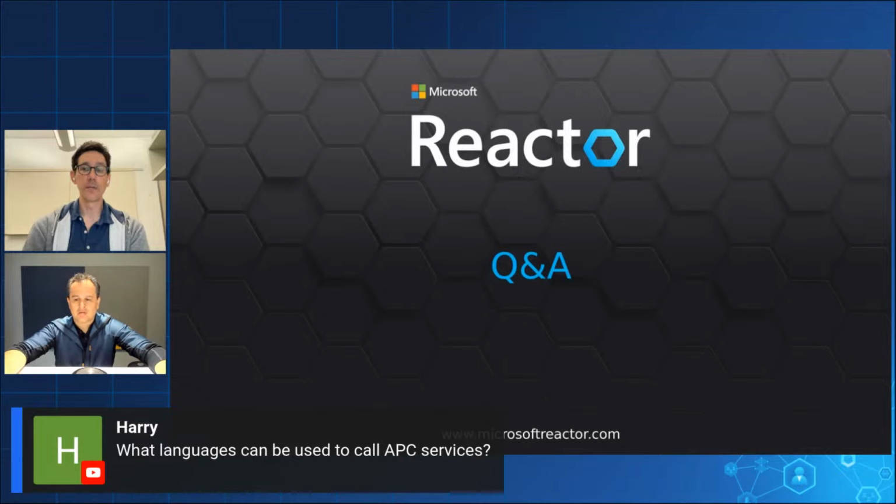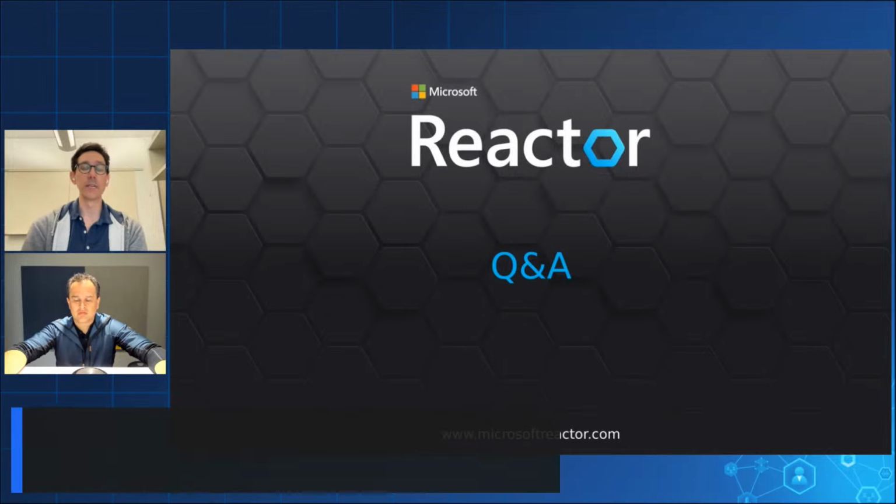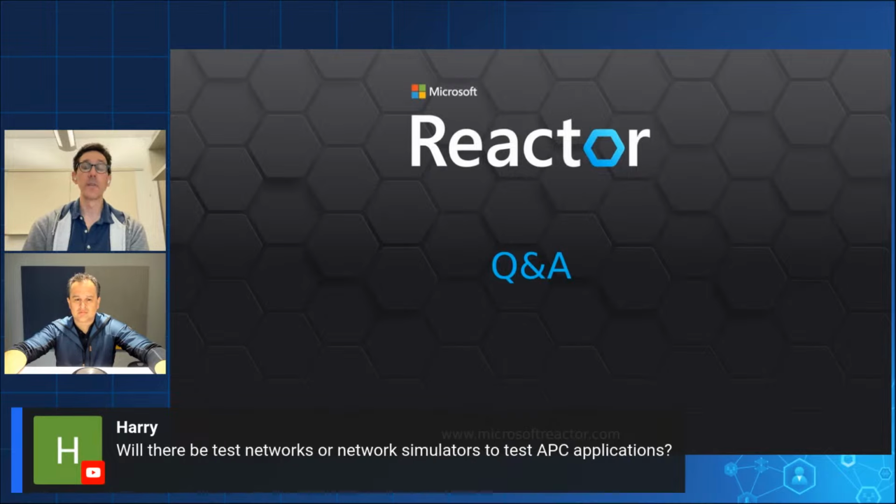Will there be test networks or network simulators to test APC applications? So we have a test network in place now. That's the Microsoft Mech network that I used in the demo. And that's really in place so that you can build your application, run it in Azure, get a sense of what the programming experience is like. So yes, we have a test network already. It's simply the Microsoft network, and we have support for it. And that's what you saw in the demo.